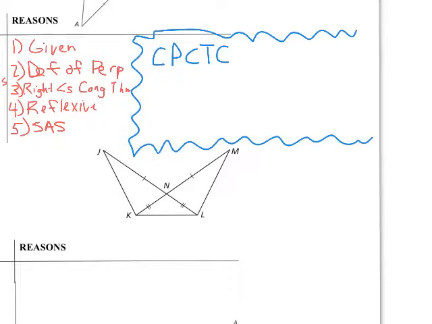So CPCTC stands for corresponding parts of congruent triangles are congruent. What that means is, say I have these two triangles, and I know side, angle, side.